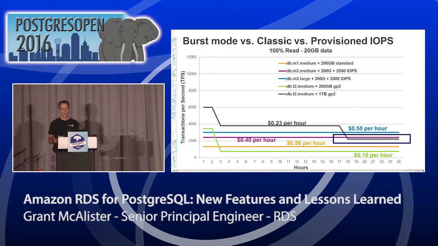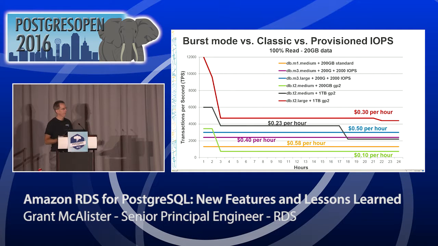And then you'll notice out there at hour 17, it drops down again. That's where it actually got throttled on the T2 instance class. It ran out of CPU credits. But notice what I'm comparing there. I'm comparing that M3 Medium versus the T2 Medium. Even at the end, they're getting about the same TPS, but one costs 40 cents an hour and the other costs 23. So you're basically getting almost twice the price performance by running this burst mode model.